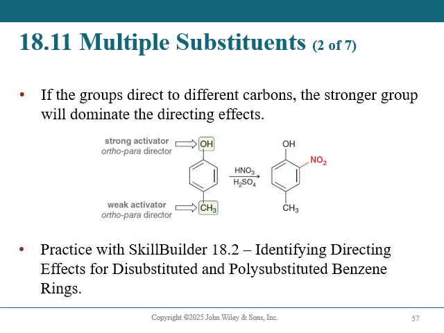If the groups direct to different carbons, then the stronger group will dominate the directing effect. That's where you get your strongest yield. That's why we talked about strong, moderate, and weak. So here, for example, we have a strong activator, and it is ortho-para, so it'll be either here or here. And this is a weak activator, ortho-para, so it'll be here or here. So we're talking about either these two carbon atoms or these two carbon atoms. Because the hydroxyl group is a strong activator, the nitro group is going to go here, as you can see.